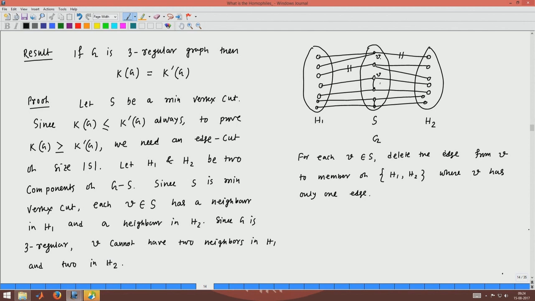And the other case is this one, where the vertex V has one edge here, one edge in H2, and one edge within the vertex cut S. So, in such a situation, you delete the edges to H1 for both V1 and V2. Okay. So, in the other case, delete the edges to H1 for both V1 and V2.